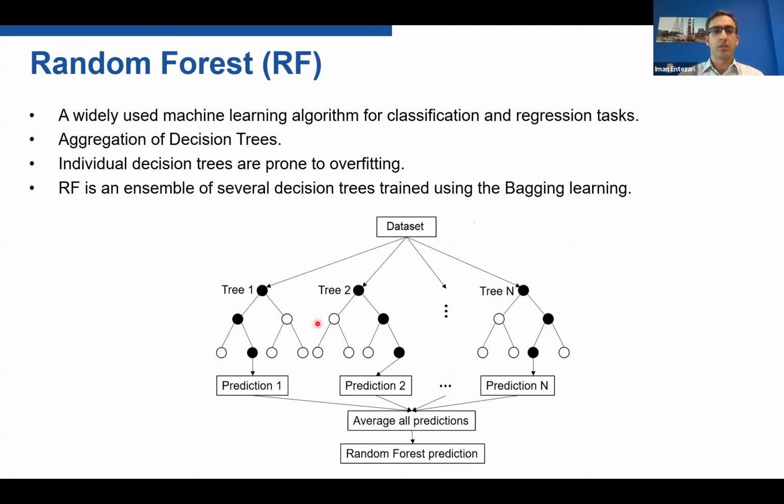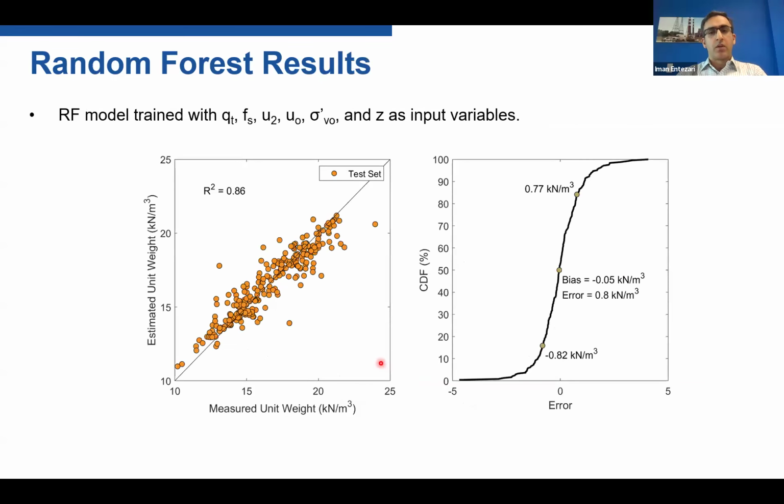So we train multiple decision trees. And then in case of regression analysis, we take the average of the predictions from those independent or individual decision trees. And then that average value is basically our final prediction. So we developed a couple of models. The first model that we tried was using basically QT, FS, U2, depth, U0, and effective stress as basically 6 parameters, 6 input variables to estimate unit weight.